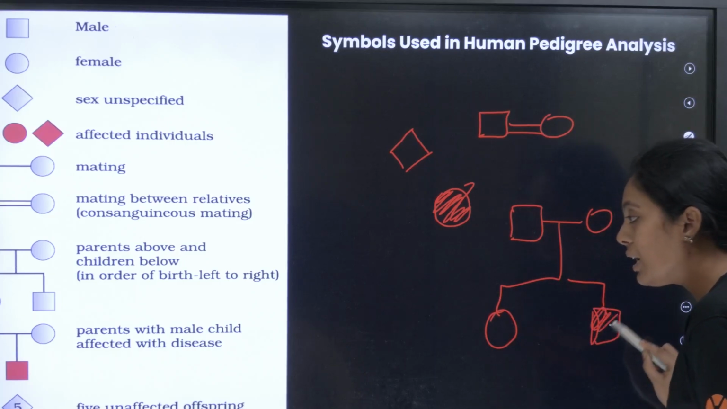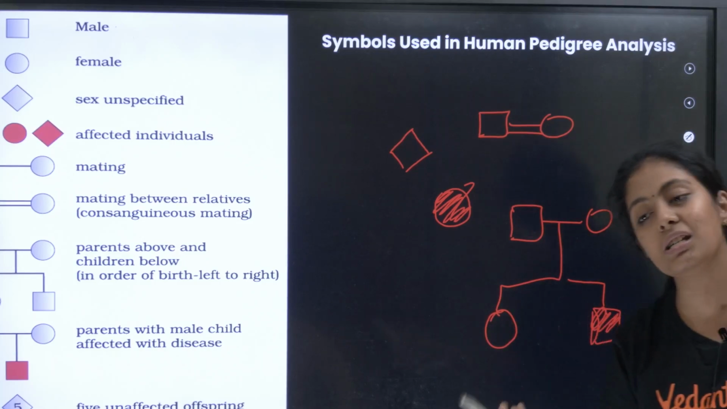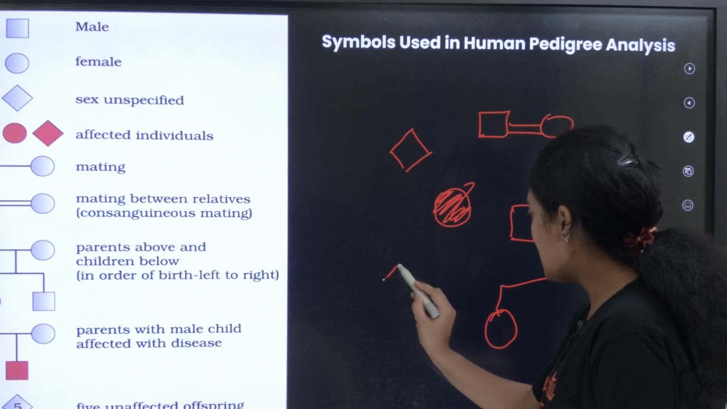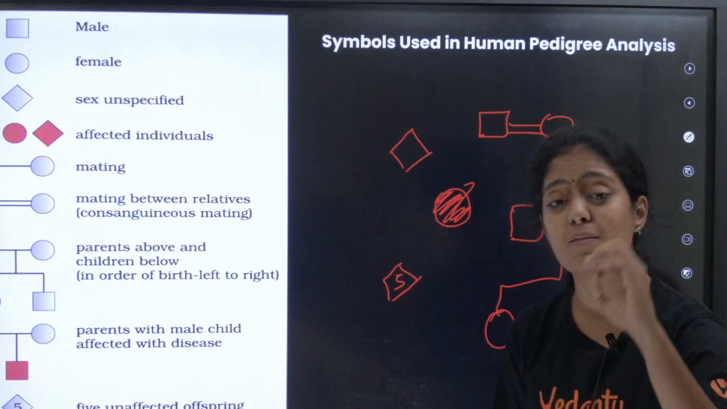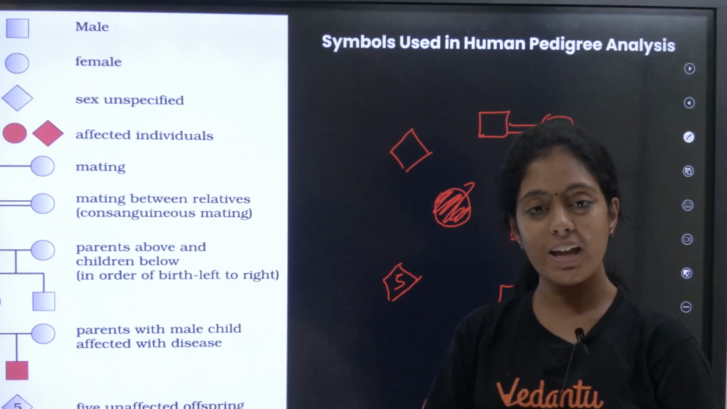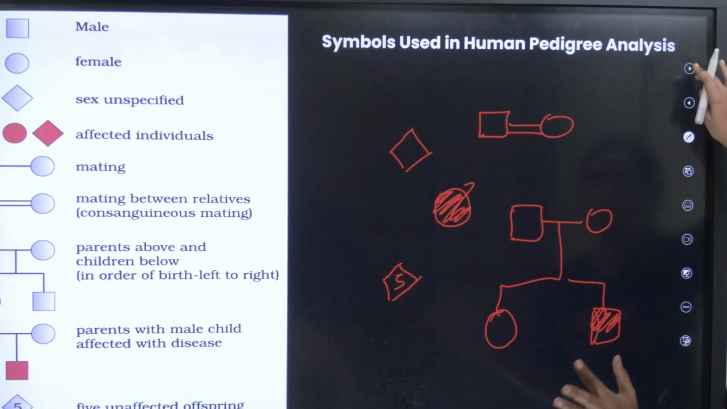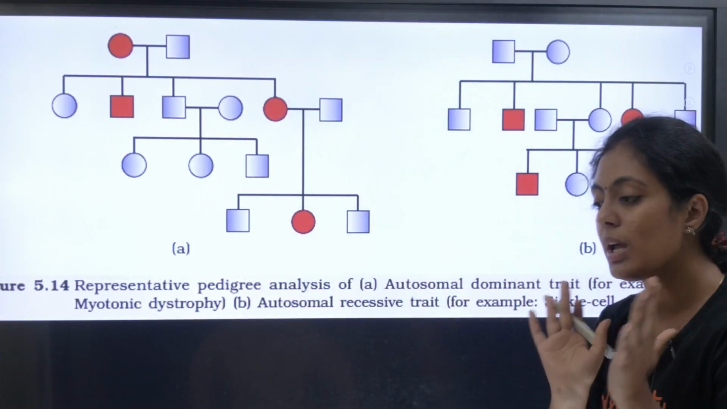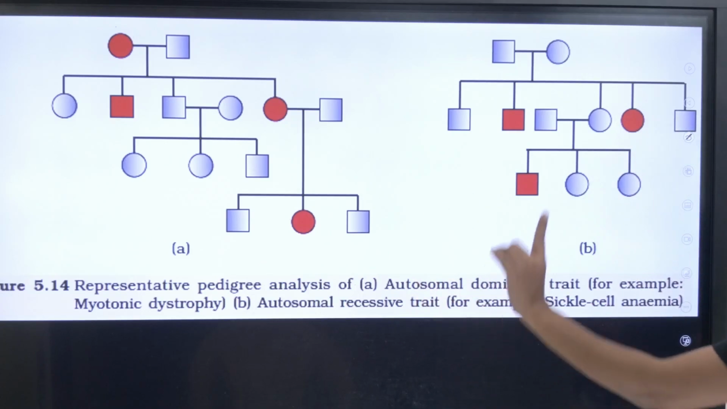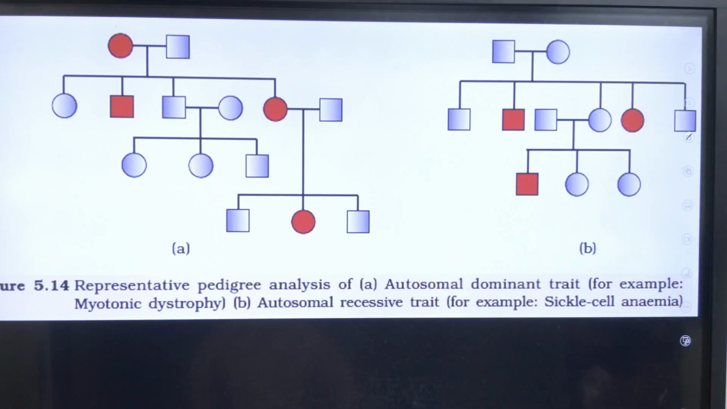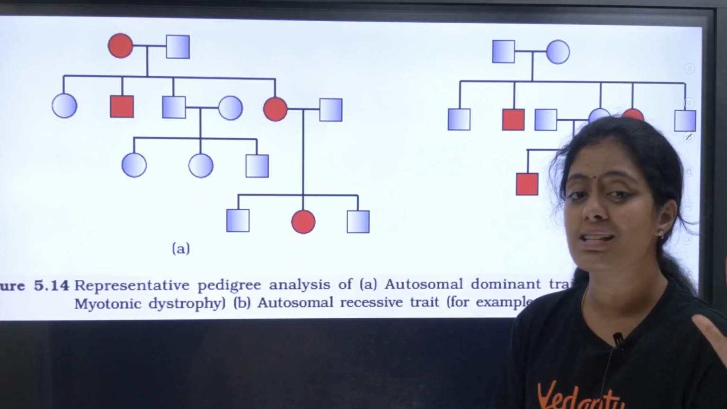Okay, if I shade this progeny, it means the progeny is affected. If I write a number inside like this, it means there are 5 affected offsprings. In your NCERT, they have given 2 important pedigrees. One is an autosomal dominant trait, pedigree A, and pedigree B is for an autosomal recessive trait.